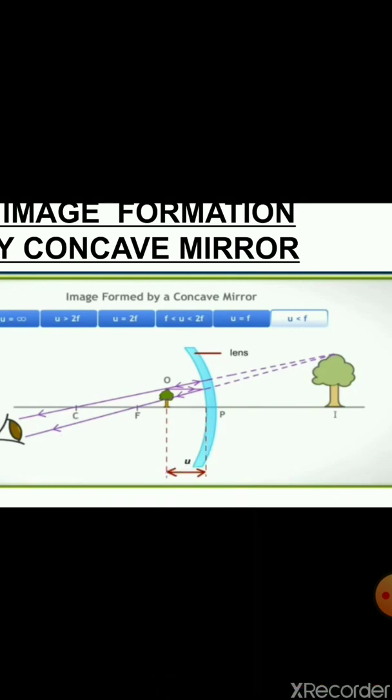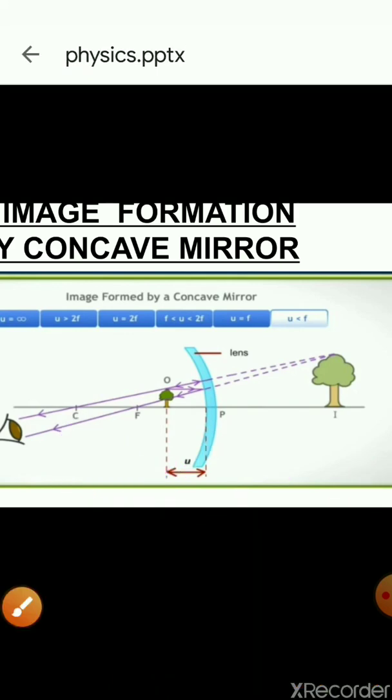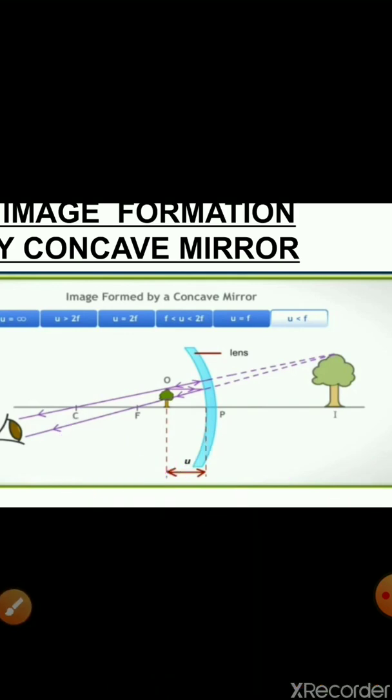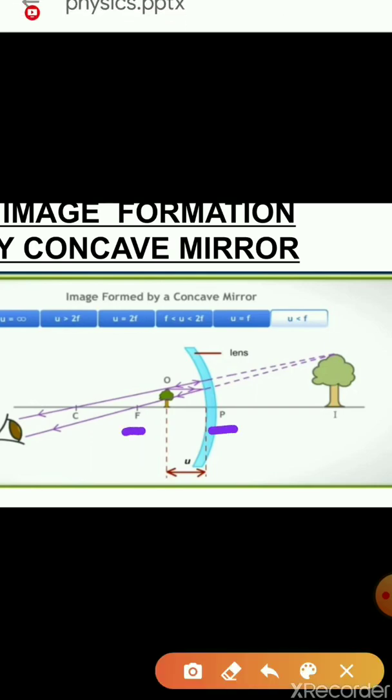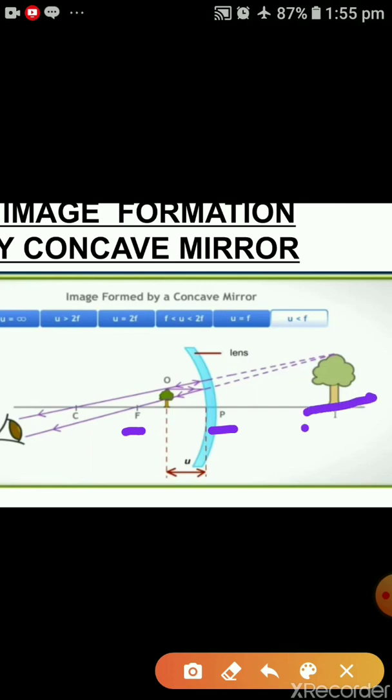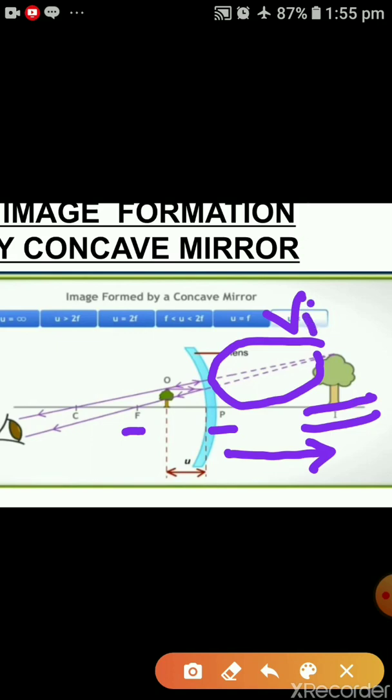Okay. So here you have seen how the image is forming when the object is kept in between pole and focus. What type of image is forming? Larger than the object. Second thing, where is the image forming? Behind the mirror. And third thing, the rays appear to meet, it means it is virtual. So these three characteristics you have to show here.